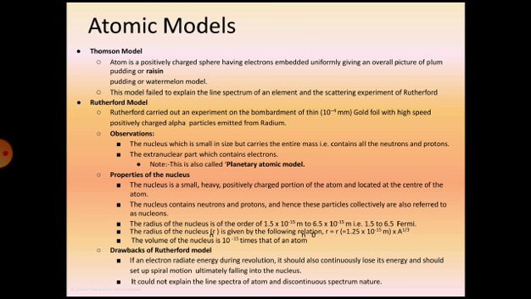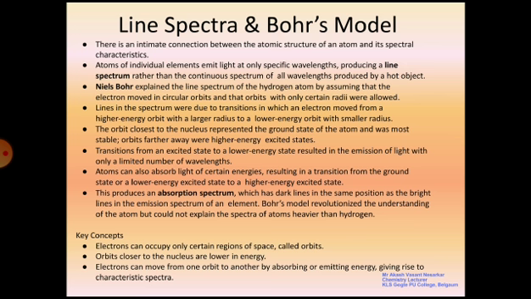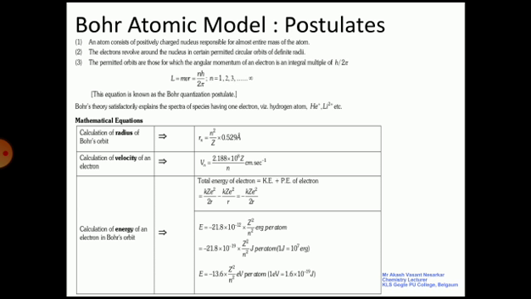Also, it cannot explain the line spectrum of an atom and the discontinuous spectrum of nature. So Rutherford did not say whether there is a line spectrum in the atom. So these are the drawbacks of the Rutherford model. Okay. To overcome these drawbacks, we have the Bohr model. So there are some postulates of the Bohr model. What are the postulates? An atom consists of a positively charged nucleus responsible for almost the entire mass of the atom. So he said that the atom has a positively charged nucleus and the entire mass of the atom is concentrated in the nucleus.